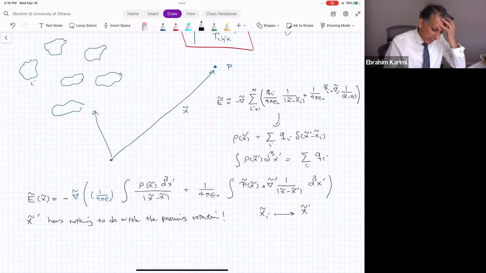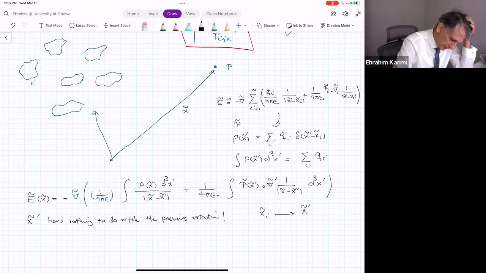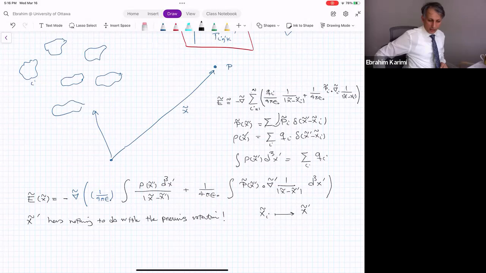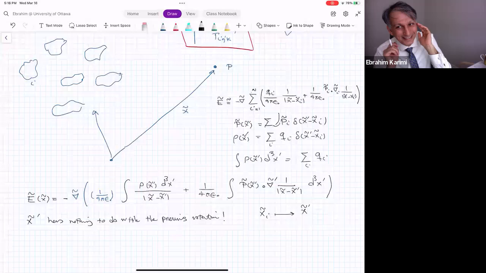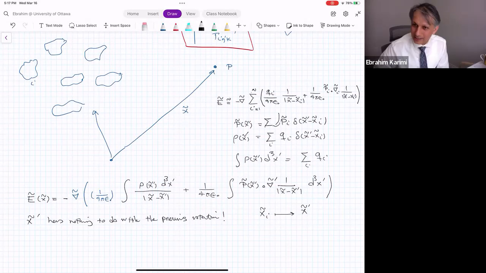Now, by the way, I may forget it, but this is what happens. P of x prime is equal to summation of pi delta of x prime minus x i. Okay, and what is the unit of delta, guys? Delta of x, what is the unit? One divided by length. Which length? This is a three-dimensional space, so one divided by volume. Exactly.